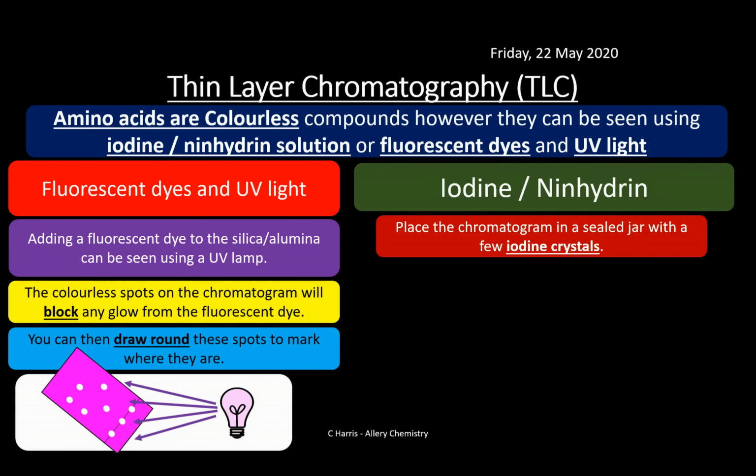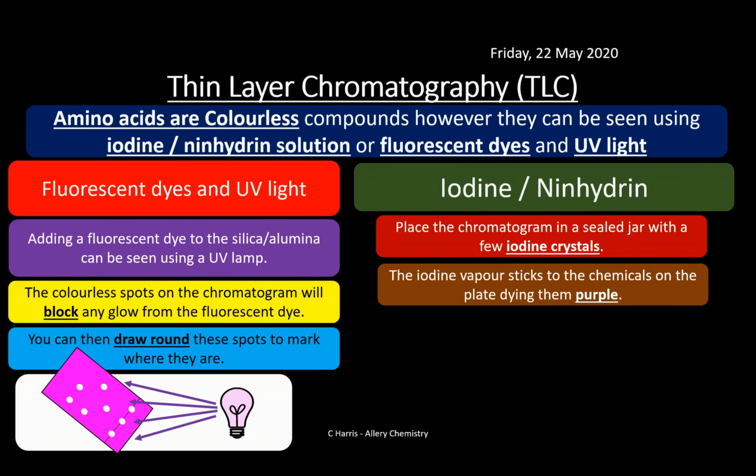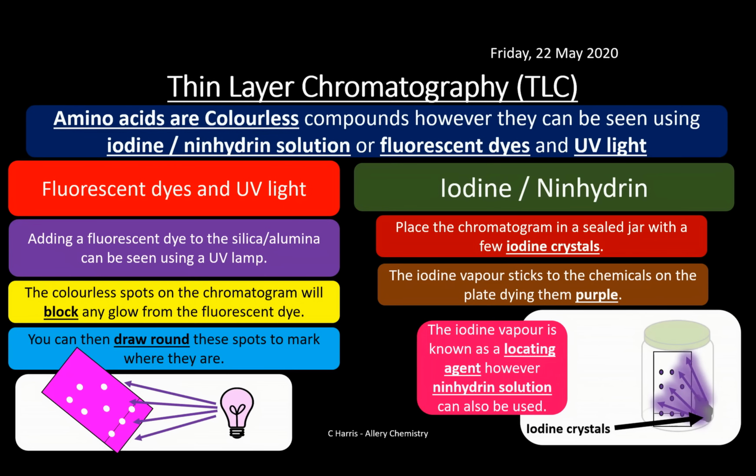What we do is we place that chromatogram in a sealed jar with a few iodine crystals for the iodine reaction. Basically, the iodine vapor starts to stick to the chemicals on the plate, and it's dyeing it purple. Let's pull up the picture. The iodine vapor is known as the locating agent. However, instead of putting it into a jar, we can hang this like a washing line in a fume cupboard, and spray ninhydrin solution onto the chromatogram, and we get the same effect. So we don't need to put it into a jar for this.